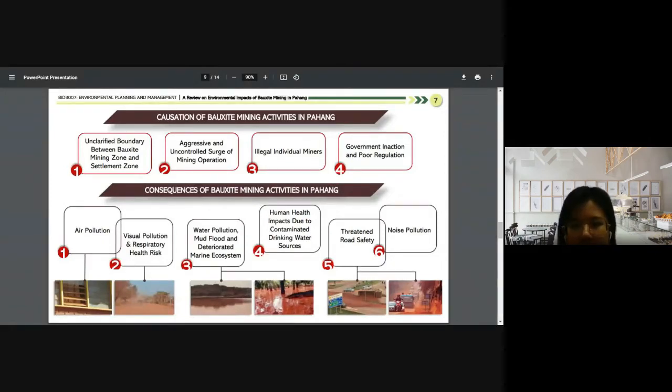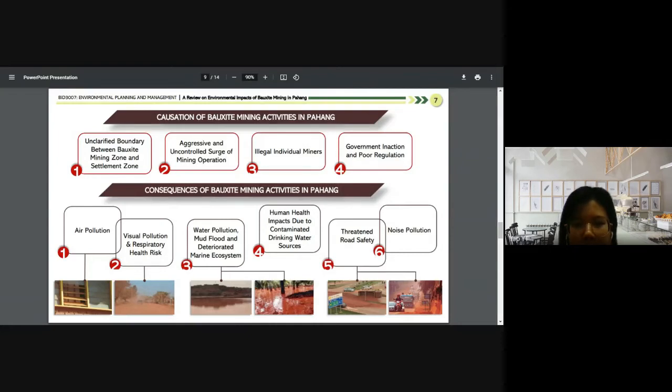And next is about the consequence of bauxite mining in Pahang. The first one is air pollution. The open mining has led to the degradation of air quality and dust pollution. It has reduced the environmental amenity, and contaminated water and vegetation production. The red dust has also deposited on the premises, which will pollute the food sources.